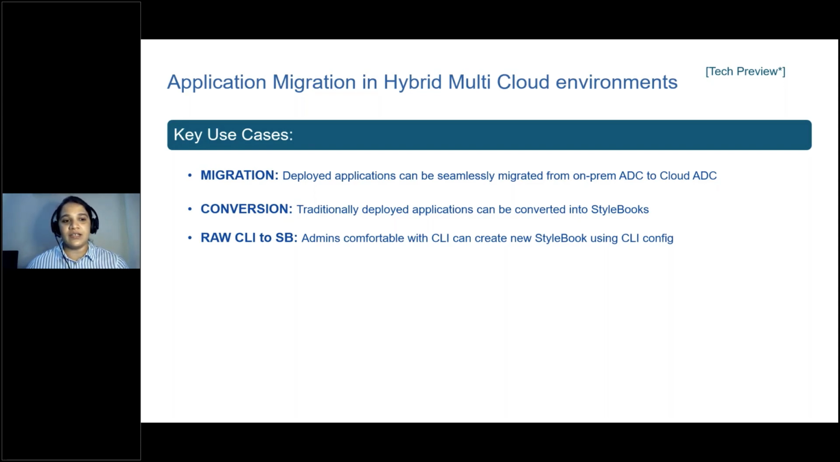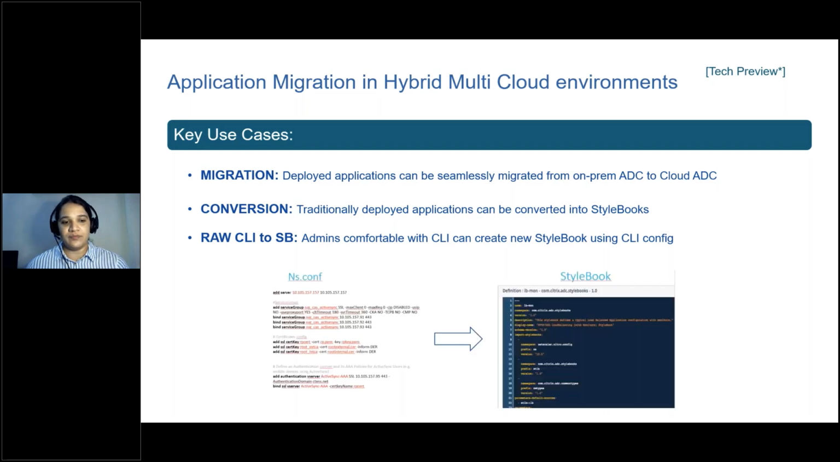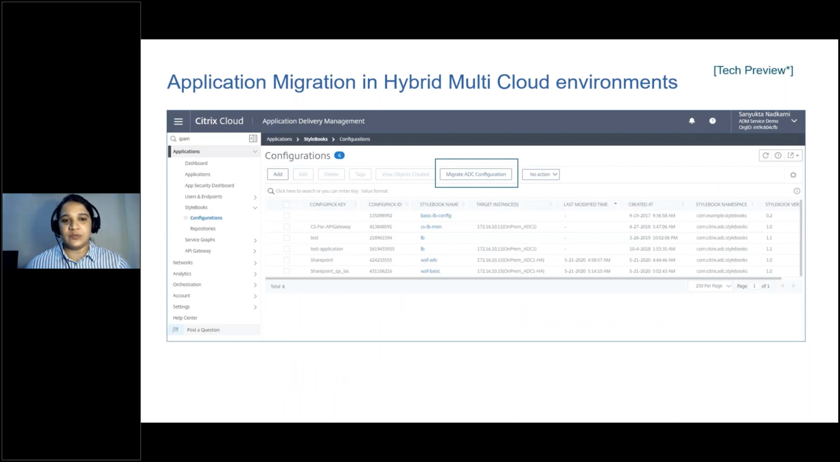And third is that you want a custom stylebook. That is, you want to create a custom stylebook for your requirement, but you're not comfortable with defining the stylebook as it's in YAML. So you can simply go with CLI commands. You can give them as an input to this particular tool, and ADM service will create the required stylebook for you. So very simple. Let's look at how this works.